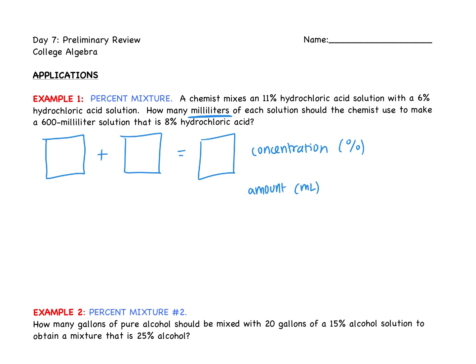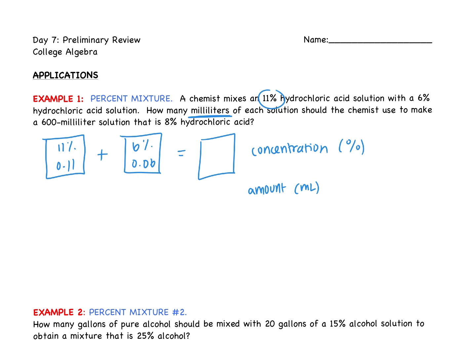Okay, so a chemist mixes an 11% solution. So 11% is mixed with 6%. Now, one thing to remind you is you don't want to keep it as a percent. You're going to use a decimal instead. So 11% is a decimal of 0.11. 6% is a decimal of 0.06.